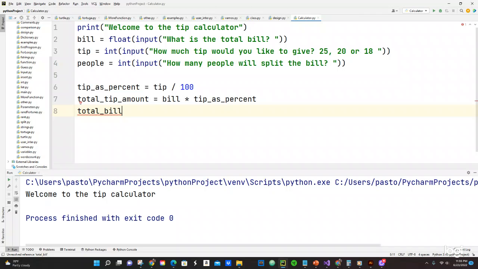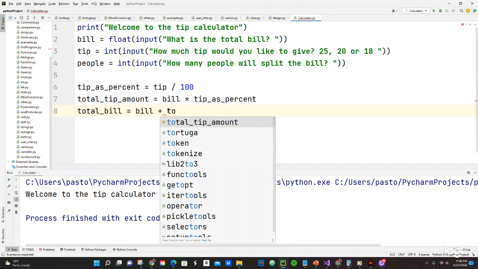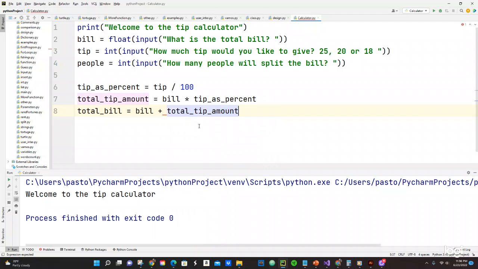Next operation is going to be the total bill. Total bill equals the bill, because we already have the percentage right here, the bill times the tip as a percentage. Now we have the bill plus total tip amount. Total tip, we have it right here.